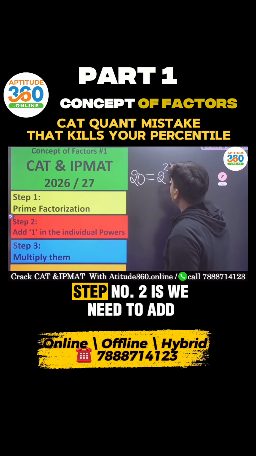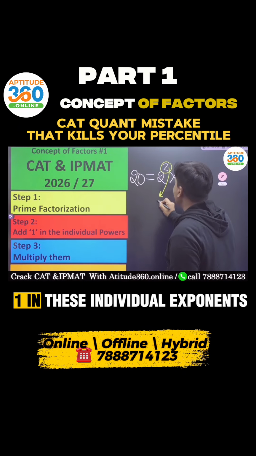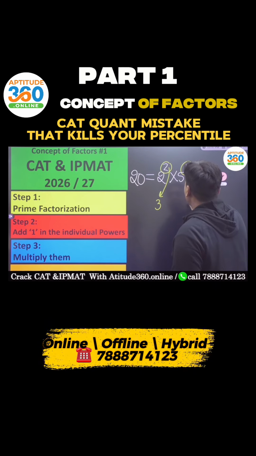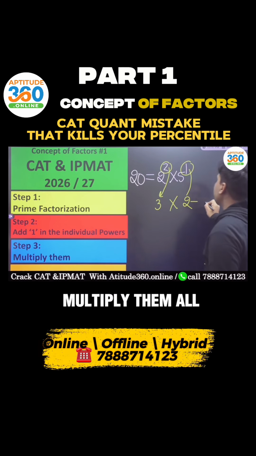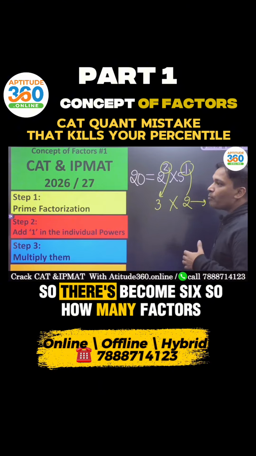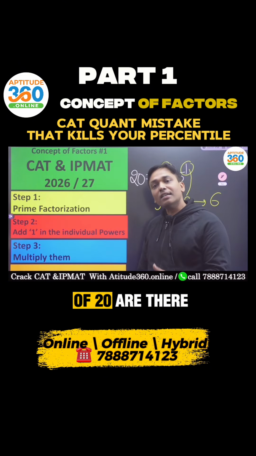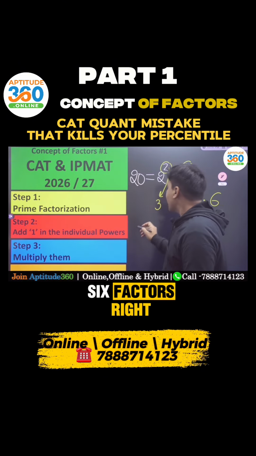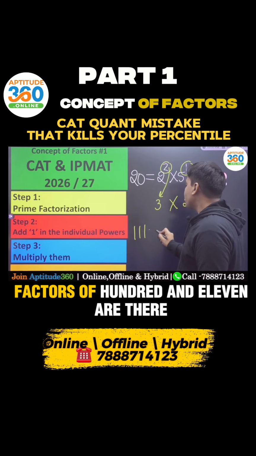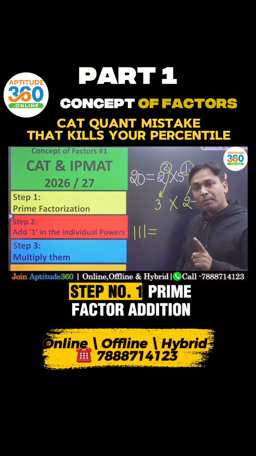Step number 2 is we need to add 1 to these individual exponents. And step number 3 is we need to multiply them all, so this becomes 6. So how many factors of 20 are there? 6 factors, right?